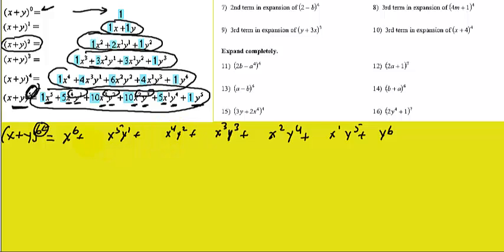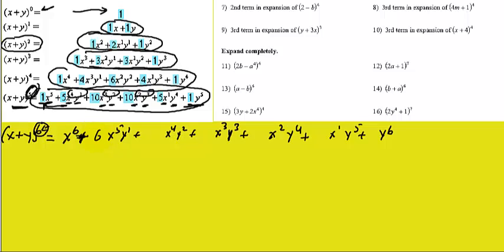Okay, how do you get these numbers? Well, the first number is always 1, the coefficient, and the last coefficient is always 1. But what about the middle ones? So to get these coefficients, all I'm going to do is I'm going to look up here. I'm going to add the one before that to get the second one.